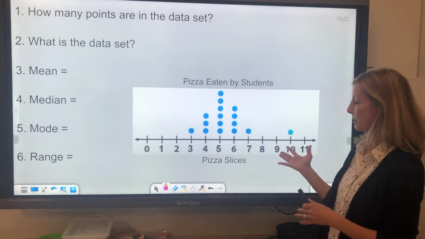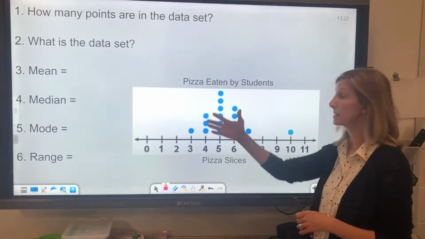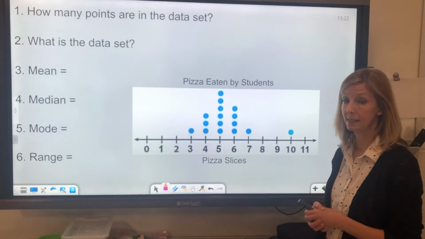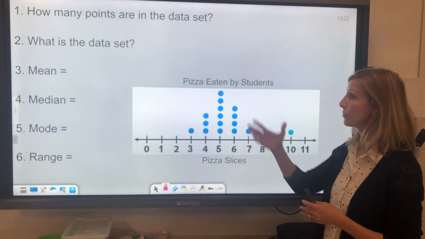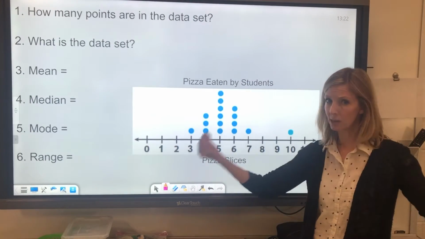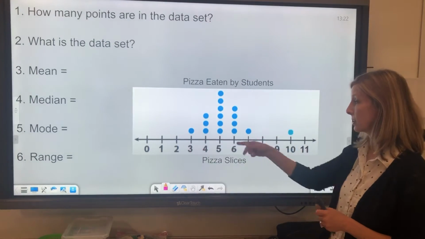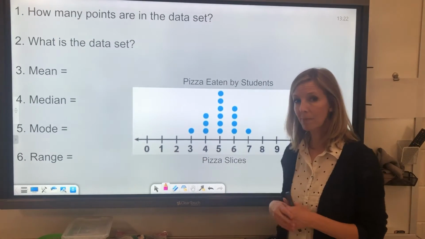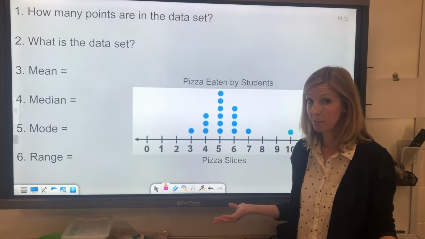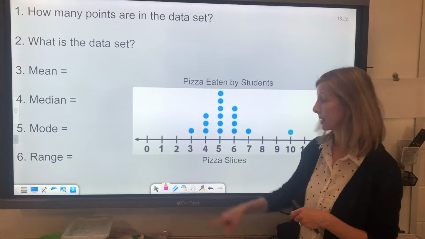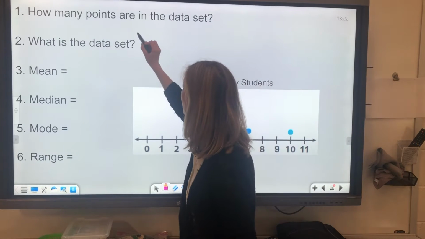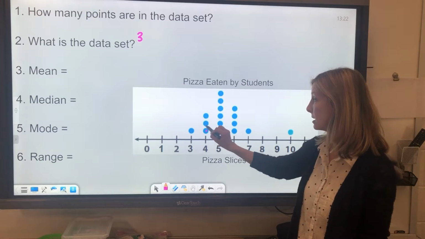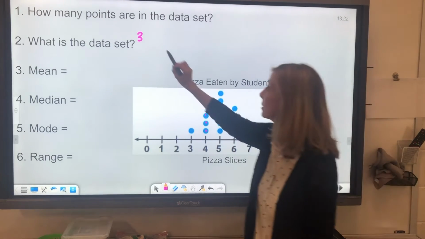So here's my dot plot. Notice it has a title. This is pizza eaten by students. And down here, I notice this is the number of pizza slices. So the first question I'm asked is, what is my data set? I don't see that long string of numbers, but I can figure it out just by looking at all my dots. So is 0 a part of my data set? Well, I don't have a dot above there, so no. The first time I see a dot is the 3. So 3 is in my data set. 4 is in my data set. In fact, there are 1, 2, 3 4s.